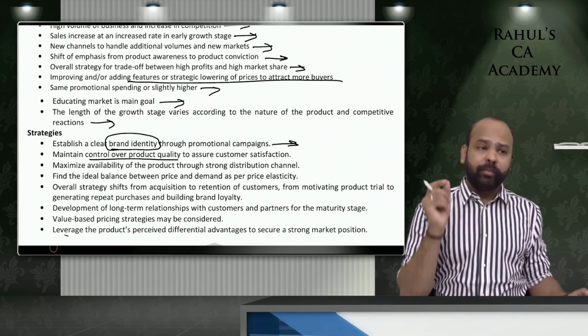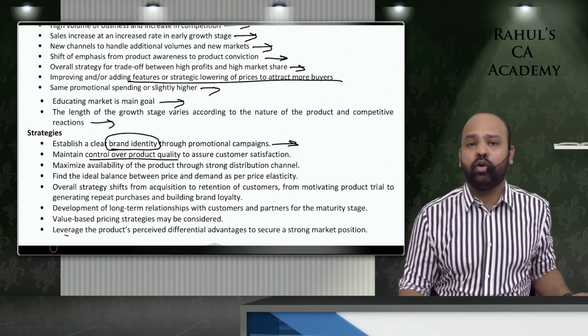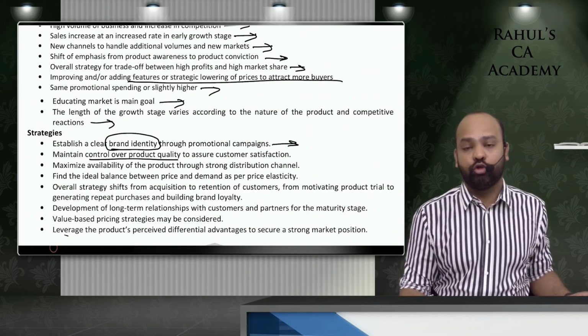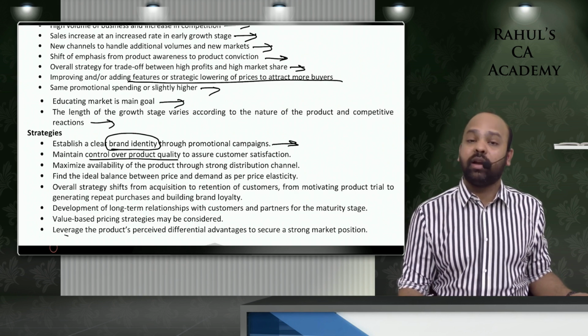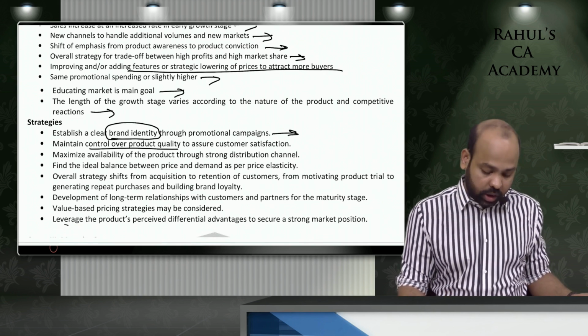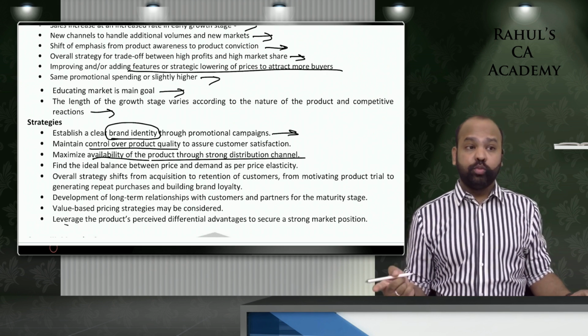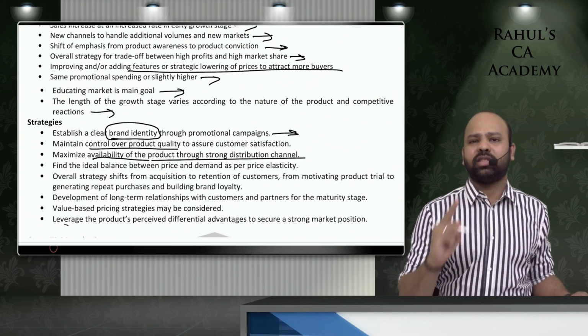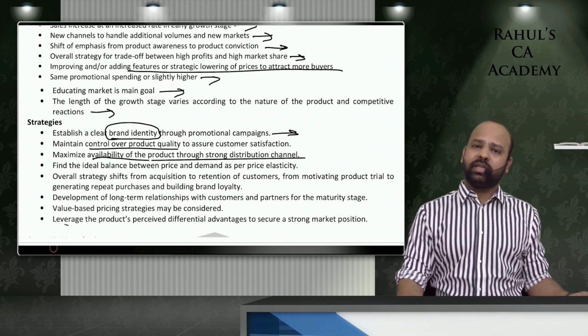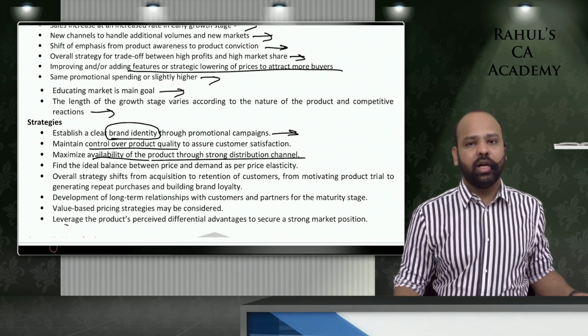We know, beta, a lot of businesses fail. A lot of businesses fail, beta, only because they're unable to handle the increased volumes. They fail to understand that they'll have to still maintain the product quality. Maximize availability of the product through strong distribution channel. Consumers want to buy your product. Ensure that the products are available. If the products are not available, guys, you are simply not handling the increased volumes.